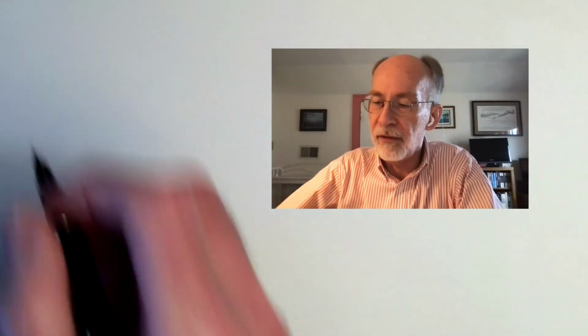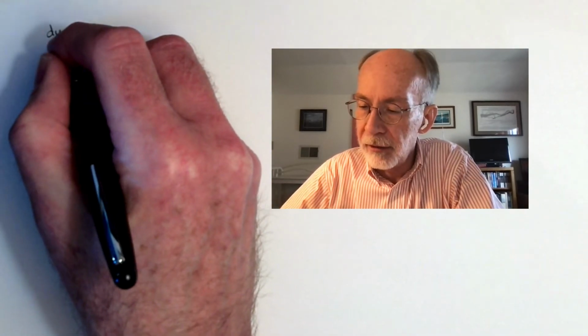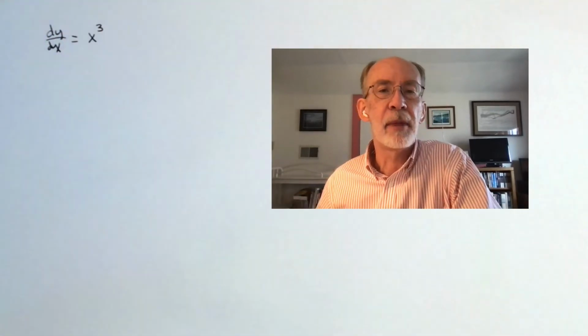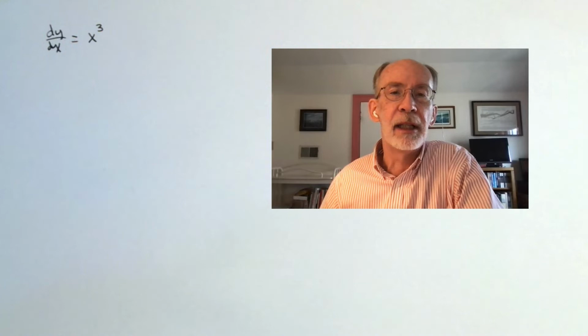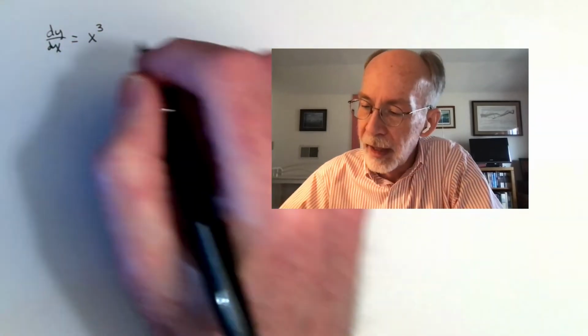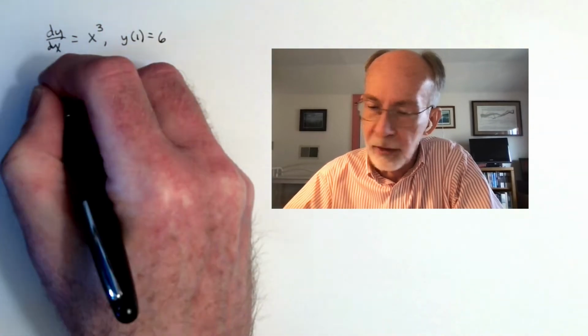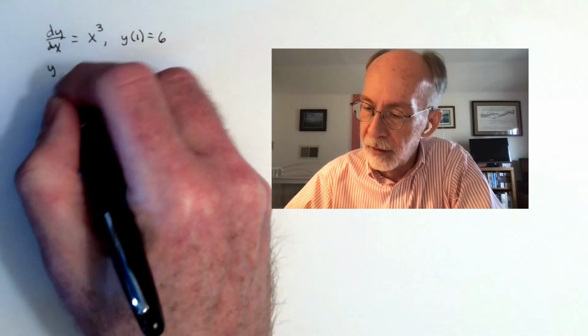So here's a pretty straightforward initial value problem, and we will approach it first from a straight up gut perspective. So dy/dx is x cubed. Let's imagine that y of 1 is 6, and we are asked to determine what is y of 2.